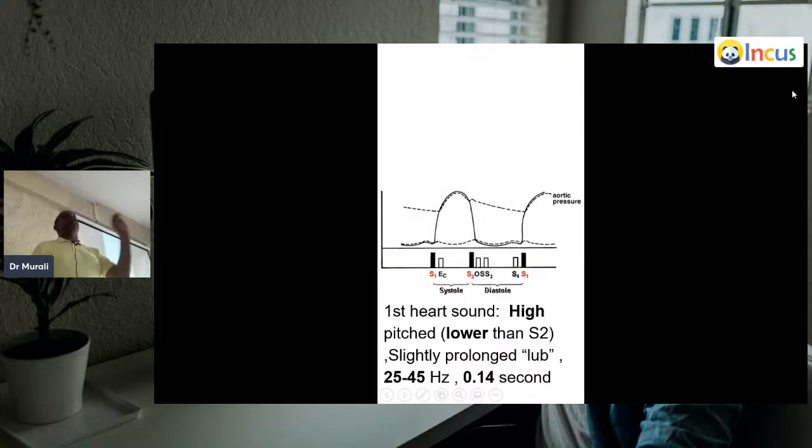Quickly, 4-5 points about each of these heart sounds you should know. First heart sound, it is a high pitched sound. High pitched. Pitch is what? Frequency. Pitch is frequency. A high frequency is a low amplitude. A low frequency is high amplitude.